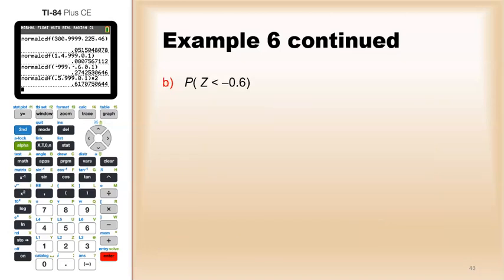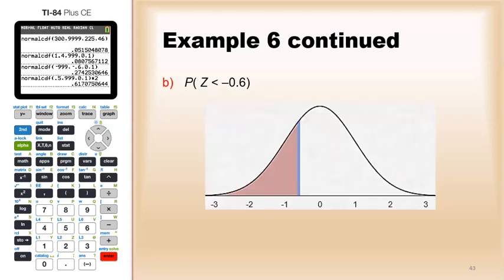If I want to find the probability that the z-score is less than negative 0.6, well, my lower bound is all the way on the far left, say negative 999. My upper bound is right here at negative 0.6. So negative 999 is the lower bound, negative 0.6 is the upper bound, 0 is the mean, 1 is the standard deviation. That comes out to be about 0.274.